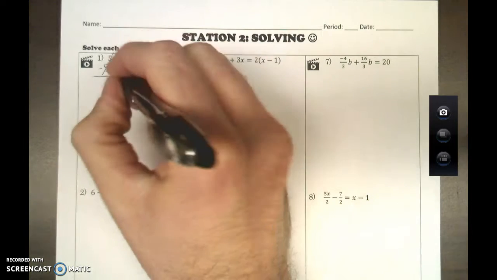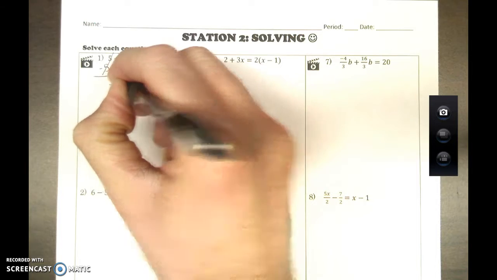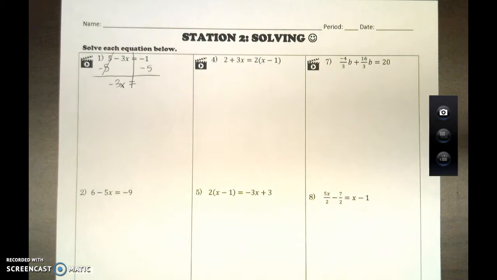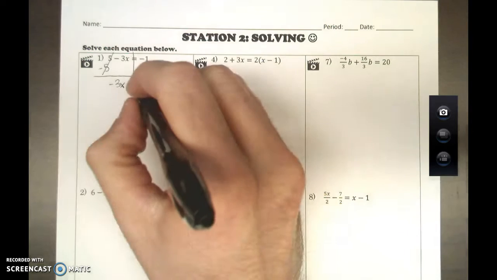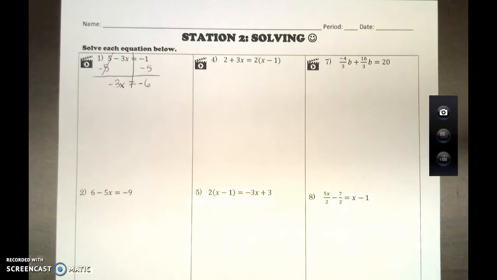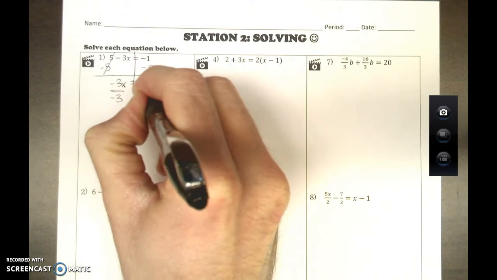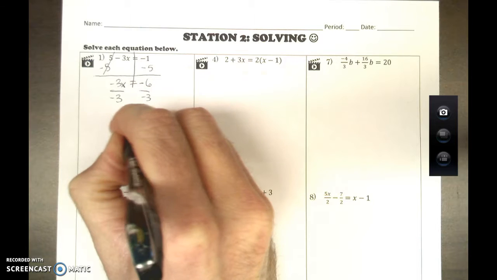And now I've got -3x left over equal, what's -1 minus 5? Well, -1 minus 5 is -6. Remember, it becomes more negative. And now here, I can divide both sides by -3 and get x is equal to +2.